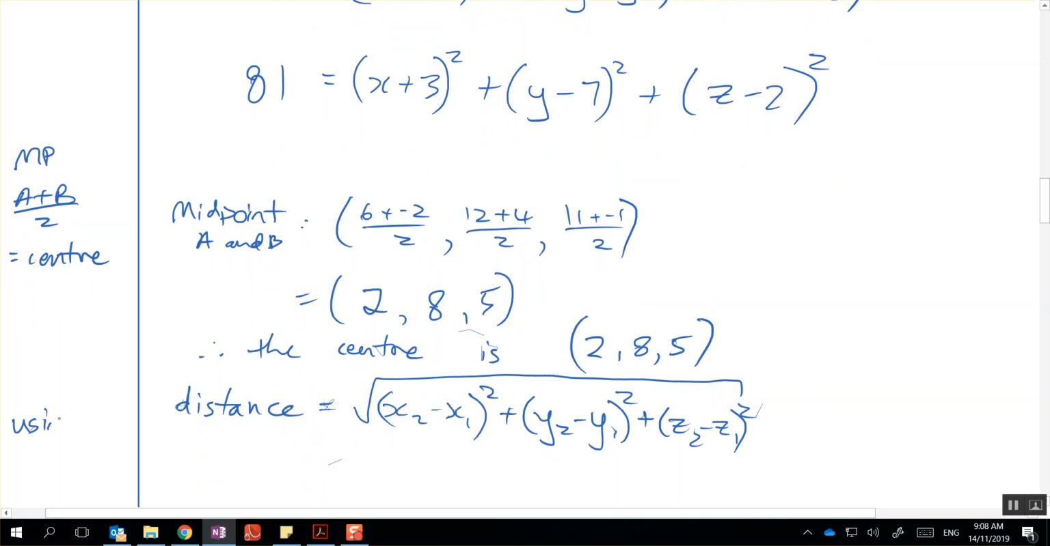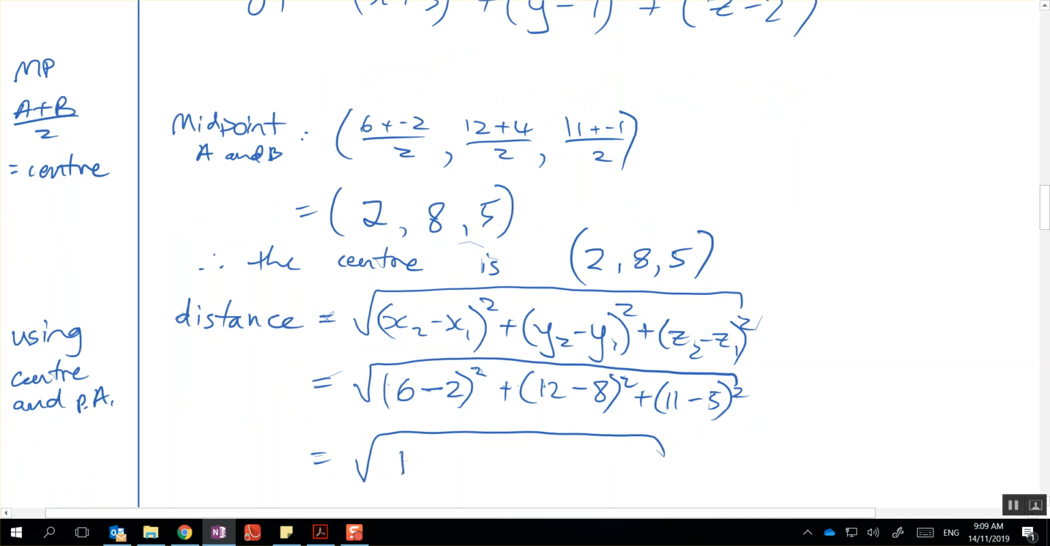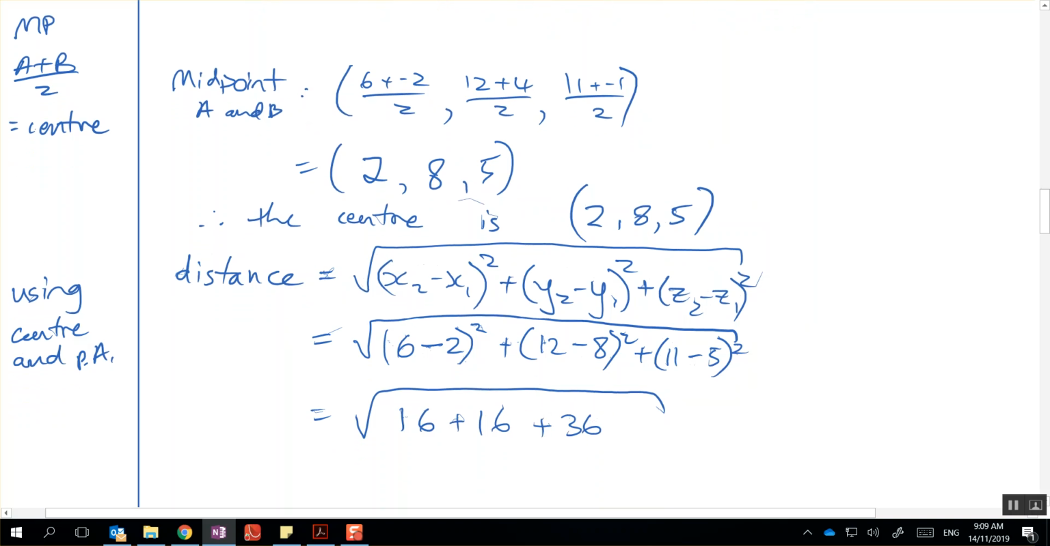So using the center and point A, we get 16 plus 16 plus 36. Does that make sense?